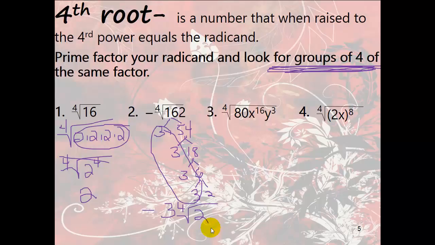All right, I want you to try number 3 as your video question and see how you do. All right, so 80, I'm going to divide by 5, and then I get 16, and I know that this is 2 to the 4th. Okay, so I know that I'm going to have a 2 out in front, and I know that I have to have a 5 that stays under the 4th root. Okay.